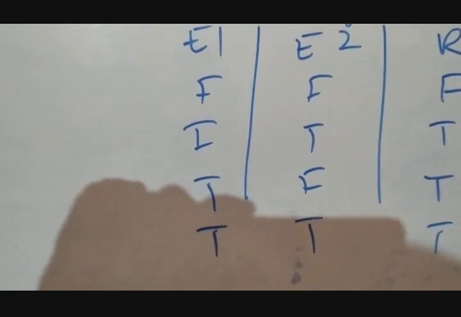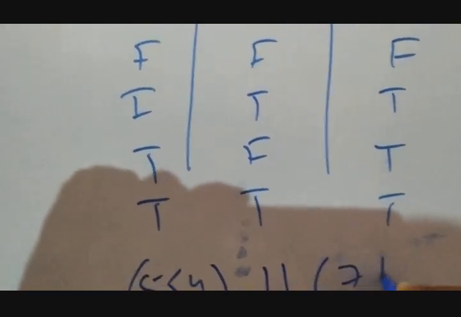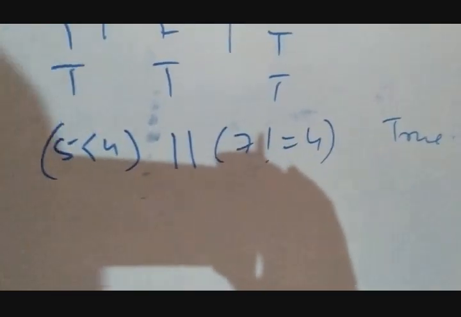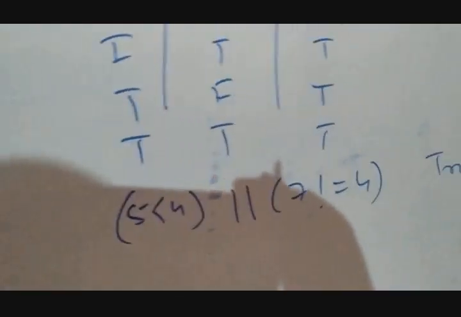For example, 5 is less than 4 or 7 is not equals to 4. Now this is true. Here it is going to check both the conditions, whether either of the conditions is true.